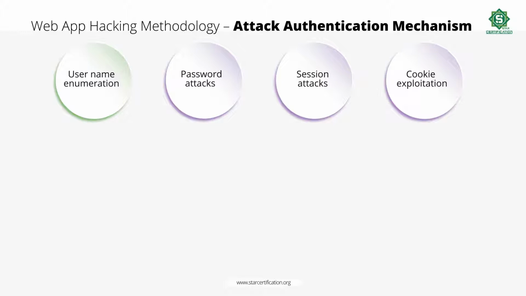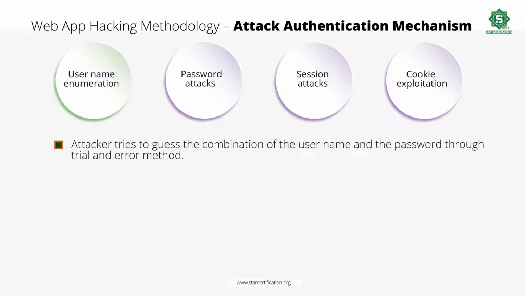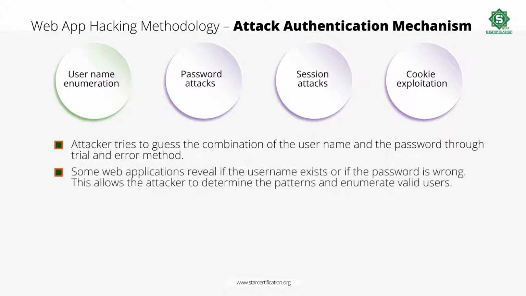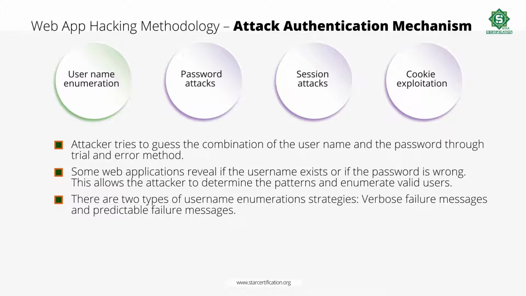Username enumeration. In this method, the attacker tries to guess the combination of the username and the password through trial and error method. Some web applications reveal if the username exists or if the password is wrong. This allows the attacker to determine the patterns and enumerate valid users. There are 2 types of username enumeration strategies: verbose failure messages and predictable failure messages.